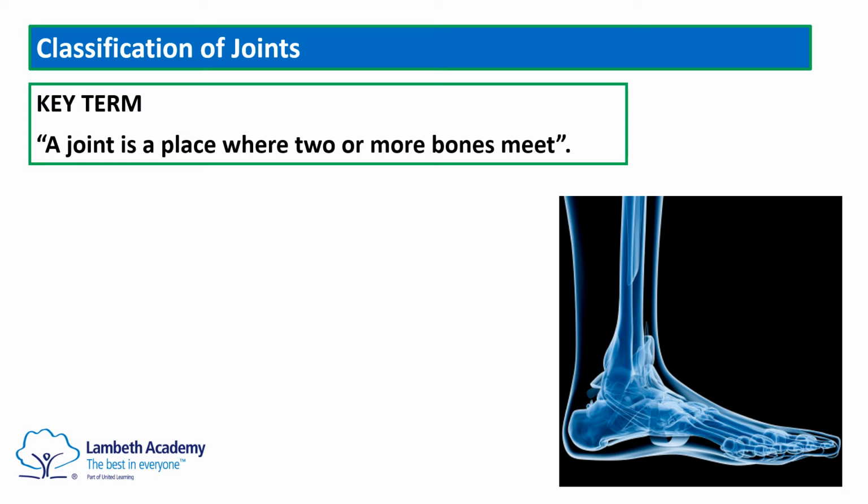So the first thing that we need to know is what a joint is. Miss Anderson is here talking loads about joints, but what is a joint? So a joint is a place where 2 or more bones meet. What I would like you to do is copy down that definition. A joint is a place where 2 or more bones meet.